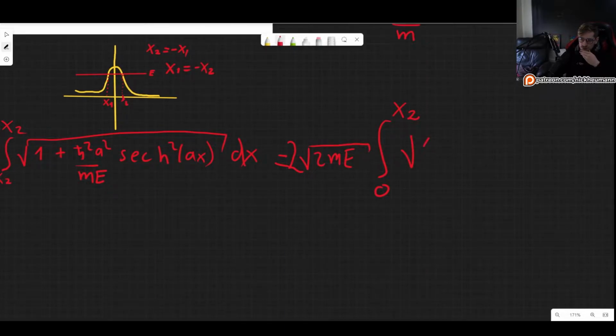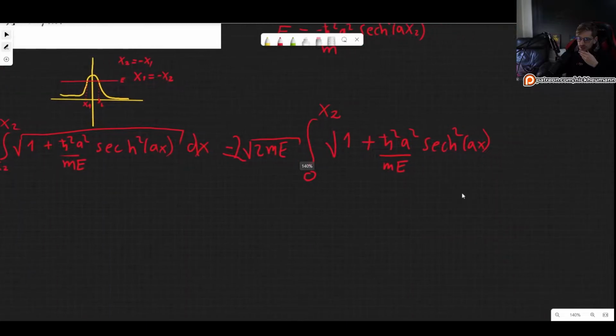So we can just put this here. So 1 plus h bar squared a squared over me, the hyperbolic secant squared ax. So here we have to start thinking, well, how can we possibly solve this? Well, the secant itself is a little bit of a problem.